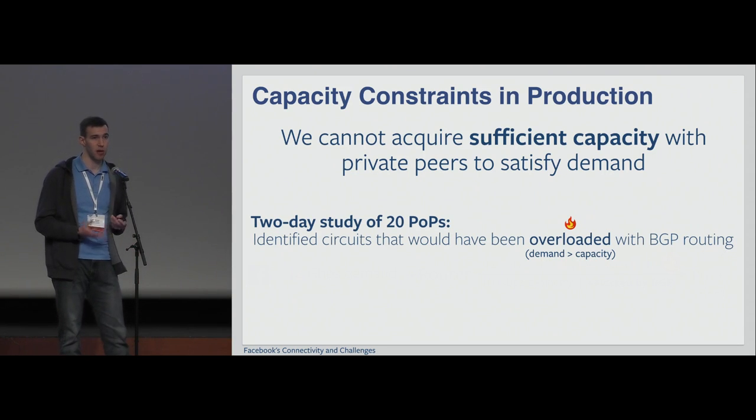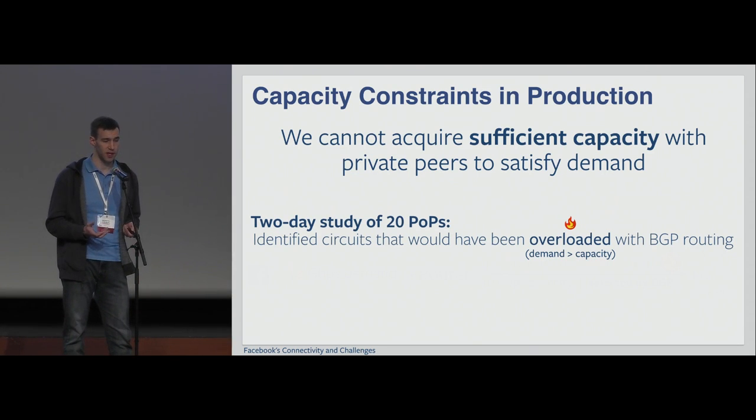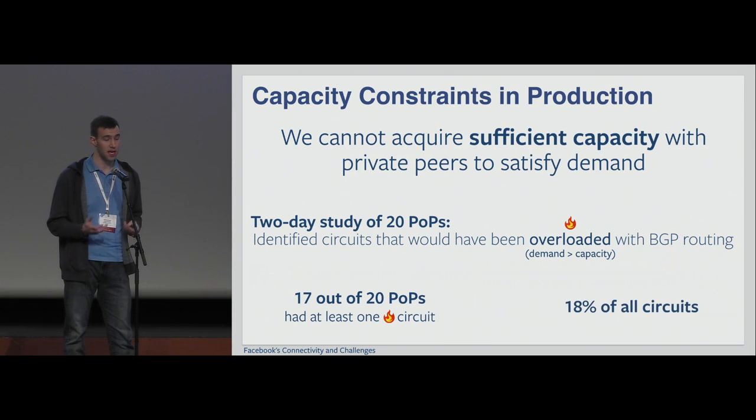So how big of a problem is this? Well, to understand that, we did a two-day study of 20 points of presence, which is a subset of our production network, and we identified circuits that would have been overloaded with BGP's default routing decision process based on the policy I described earlier. Overloaded here means that demand would have been greater than the circuit's capacity. And what we found is that at 17 out of 20 points of presence, they had at least one circuit that would have been overloaded. And 18% of all circuits across these 20 POPs would have been overloaded at least once.